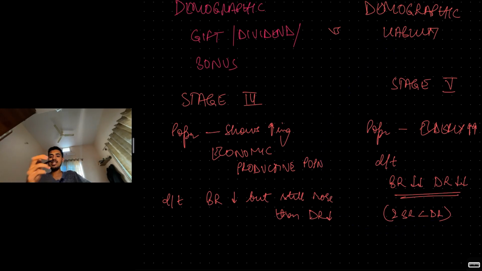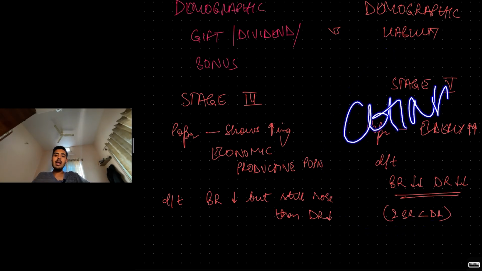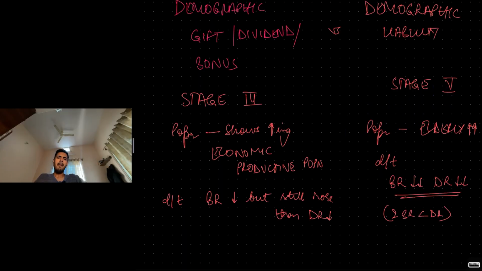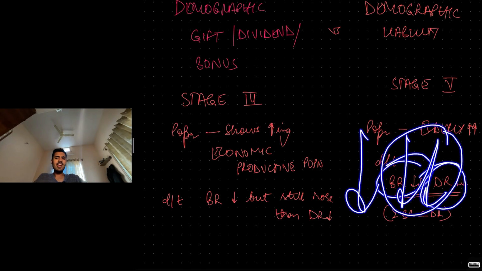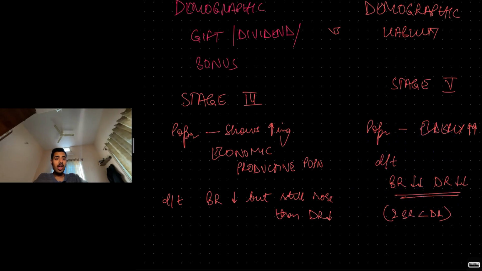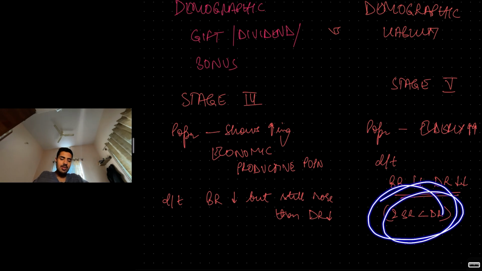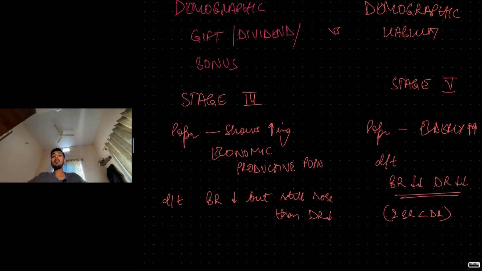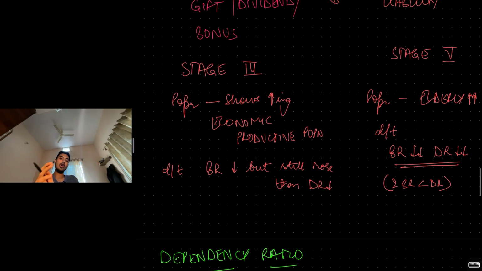Best example is China. When they implemented their one child norm, birth rate severely decreased. Death rate also severely decreased because of excellent healthcare. So now you have a lot of elderly individuals, no youth, because death rate is actually more than the birth rate. So it is demographic liability, stage 5, due to fall in both birth rate and death rate. Demographic gift, stage 3. Best example is India. Here birth rate is falling but still more than death rate. So you'll have a lot of economically productive population.